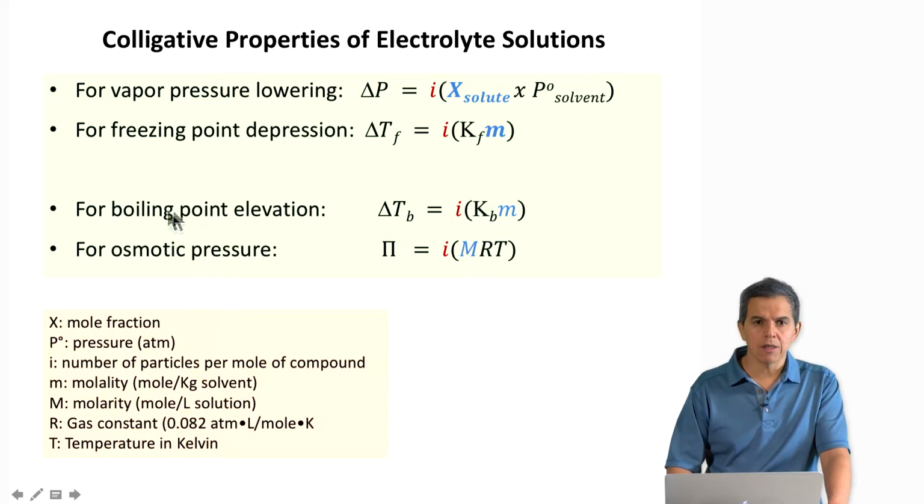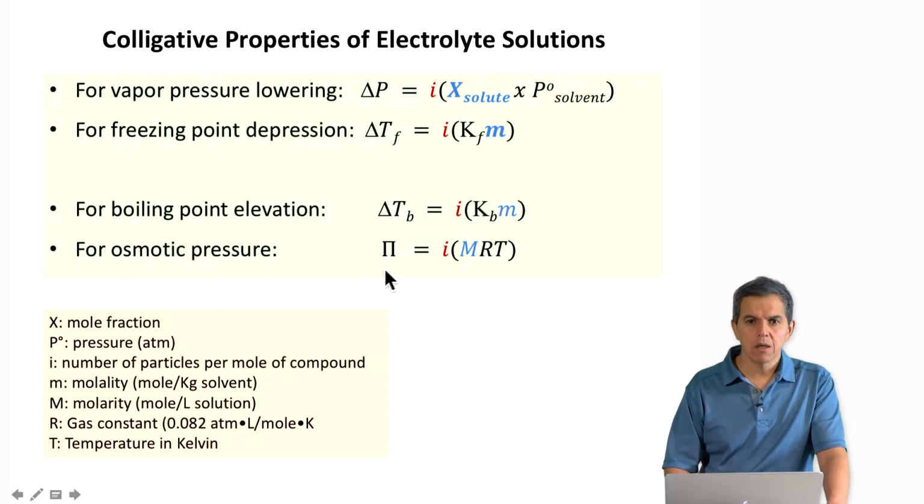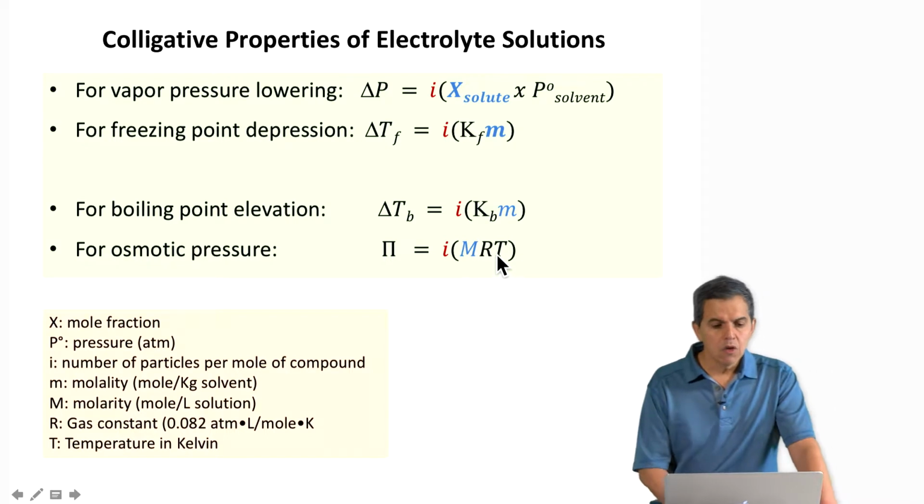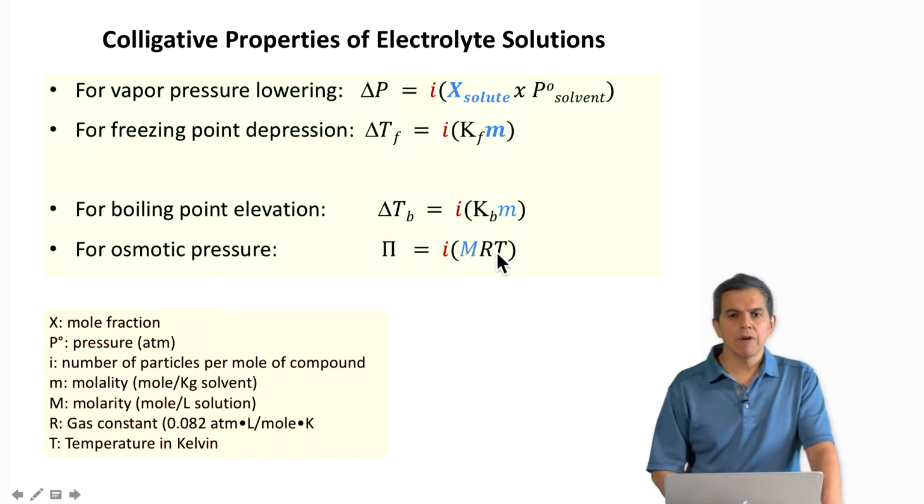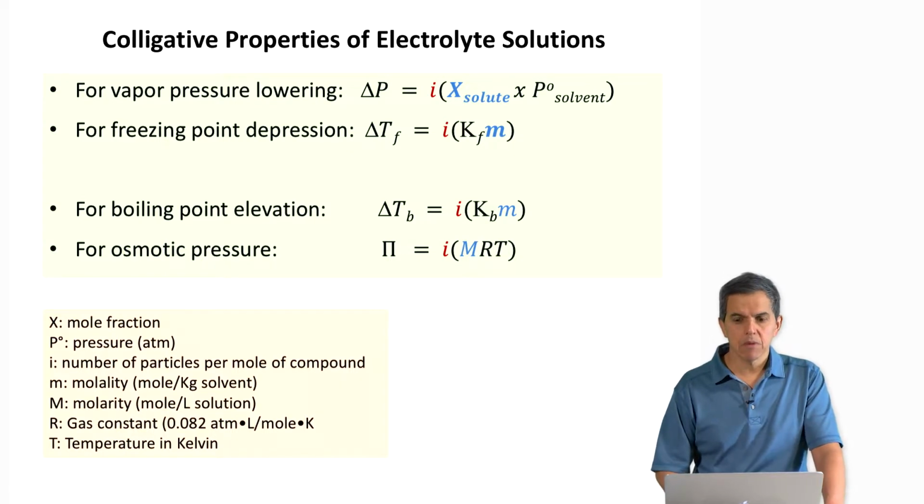And the last one is osmotic pressure, represented by pi, which again is equal to the number of particles per mole, the molarity of the solution, or moles per liter of solution, the ideal gas constant R, and the temperature in Kelvin. So we're using these basic concepts to define qualitative relationships in the following problem.